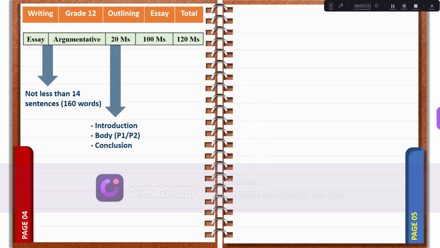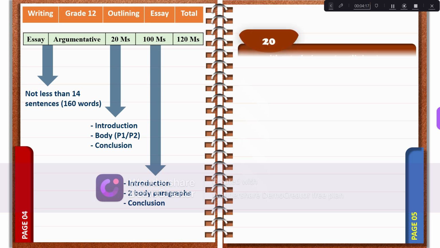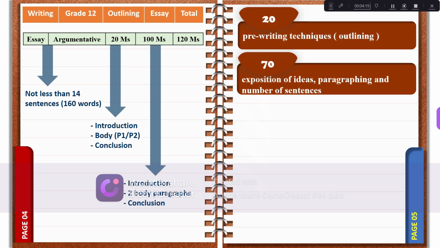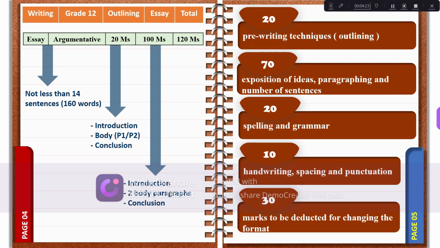Introduction, body 1 and body 2. Here it was written argumentative. We don't care about it. Just change it to descriptive essay, because this is only a form, a diagram exemplifying the components of your piece of writing. Introduction, 2 body paragraphs, and conclusion. As we said before, these are the marks that will be deducted from you.